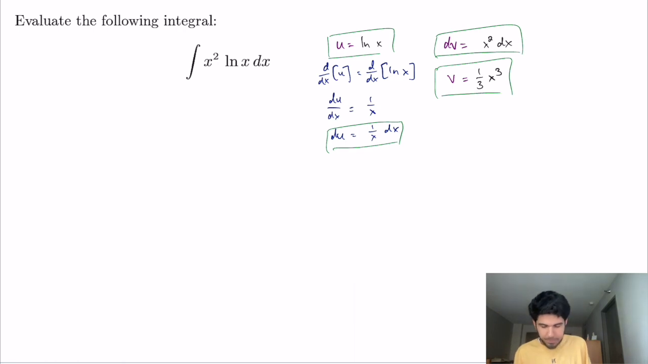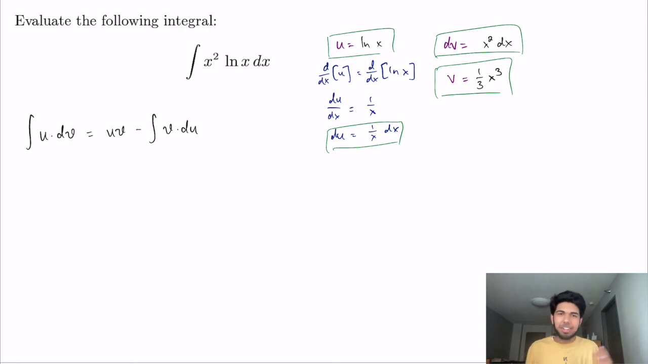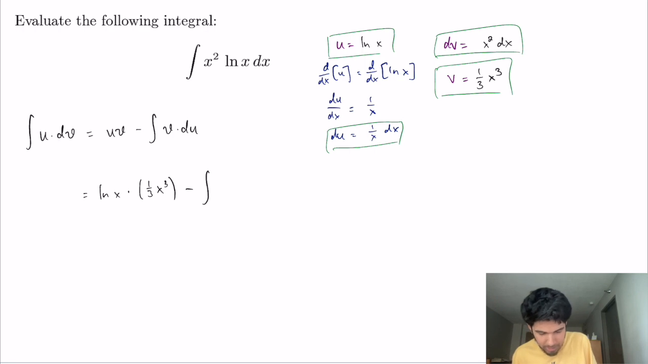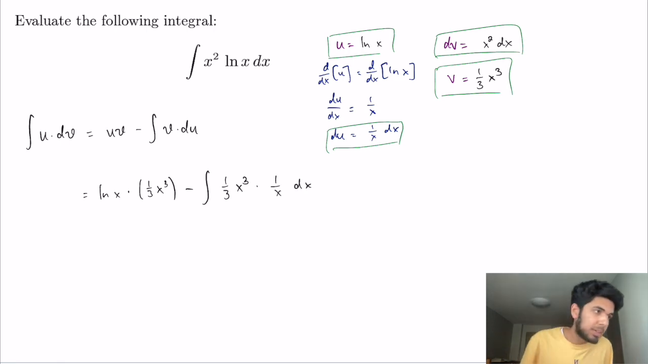and go from there. Again, remember our formula. The integral of u dv equals uv minus the integral of v du. Very helpful to memorize that. Just like we had our product rule and quotient rule memorized, this is important to memorize. uv minus integral v du. And now we'll just plug in. So u is equal to ln of x times v, which is 1/3 x cubed, minus the integral of 1/3 x cubed times du, which is 1 over x dx. Cool. So now we can go from here.